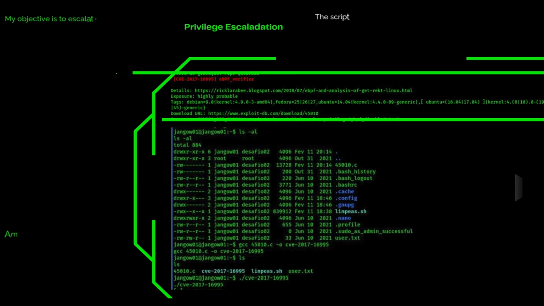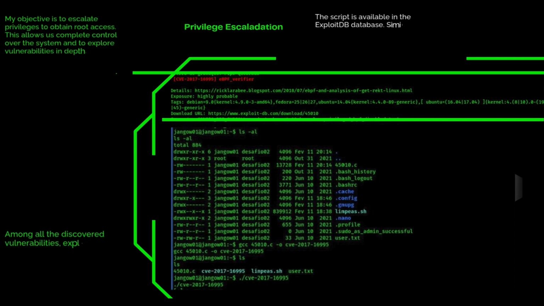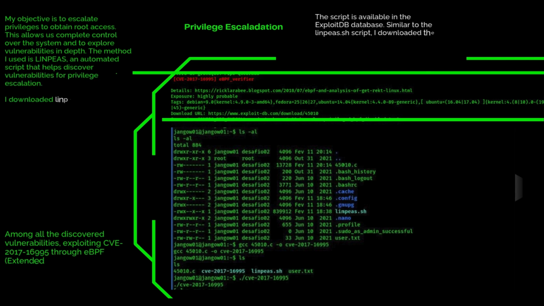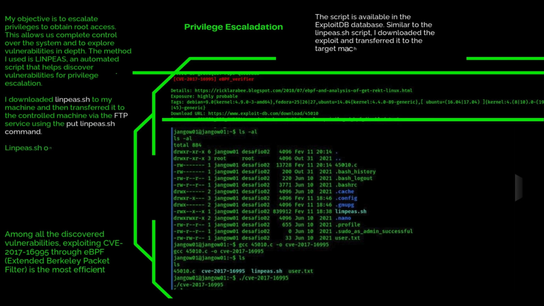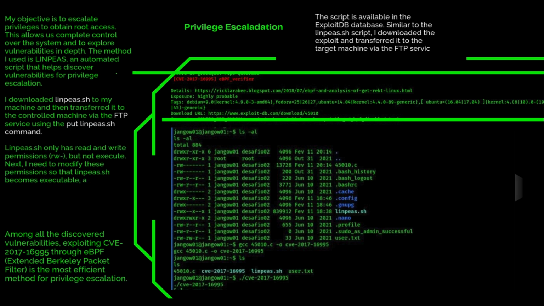I then captured both the user and root flags as proof, took screenshots and timestamps, and finally restored the VM for reuse. Some recommendations. If this were a real system, I'd start by updating everything, especially the kernel and web server.